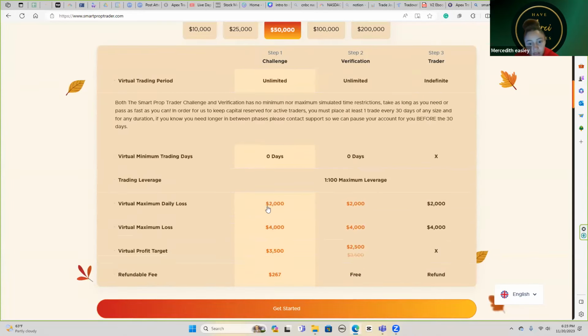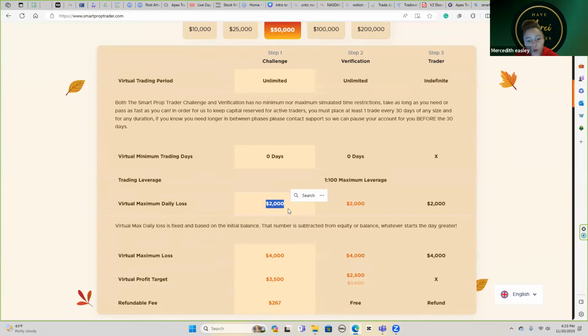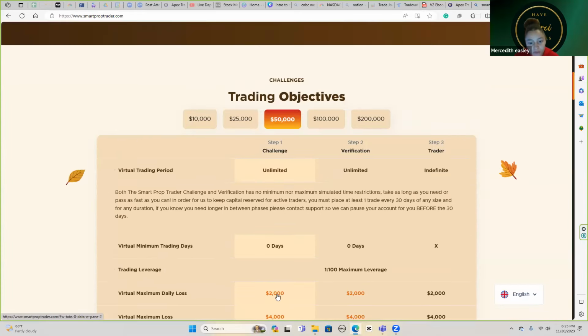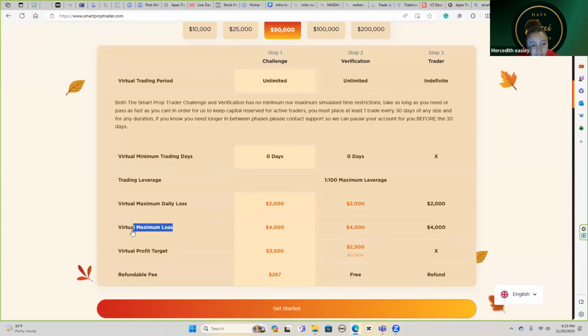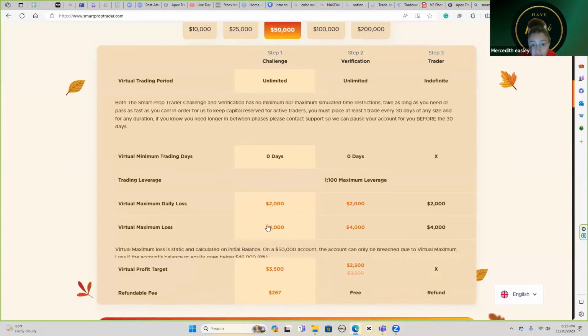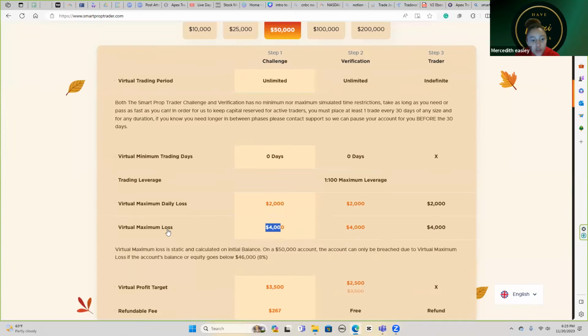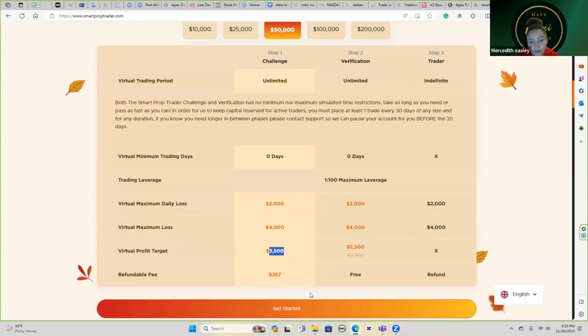Your maximum daily loss is $2,000. You can't lose more than $2,000 in a 50K account. And your maximum loss total for the whole account is $4,000. Your profit goal is $3,500.